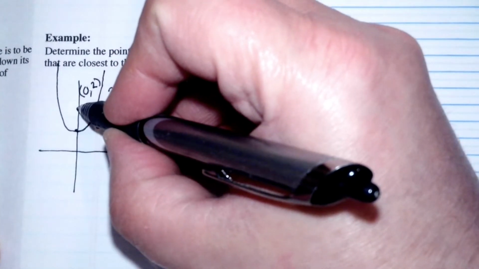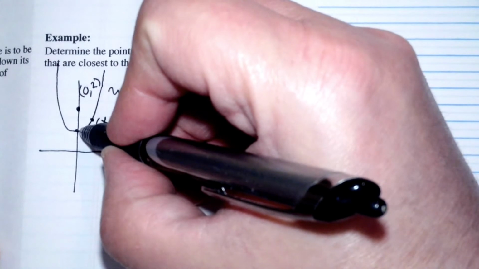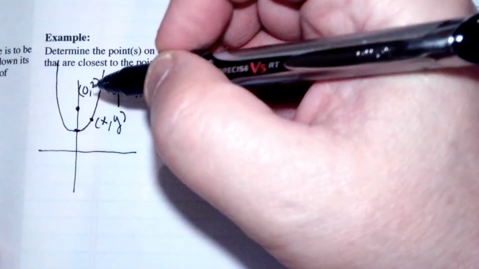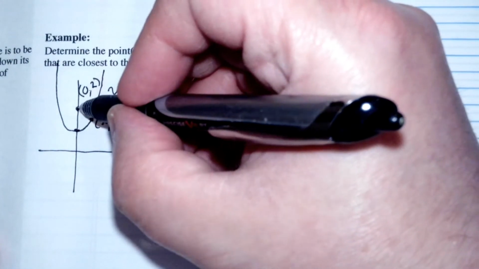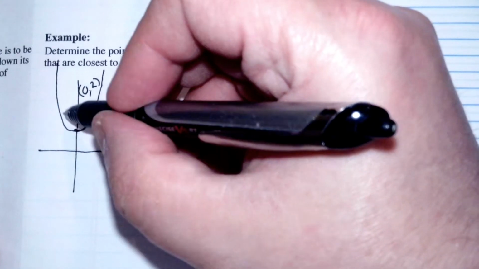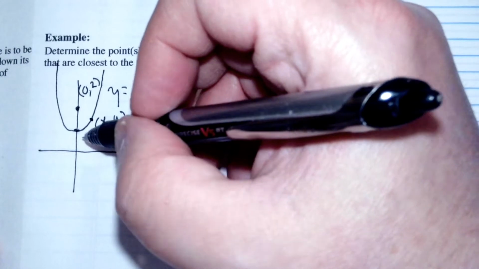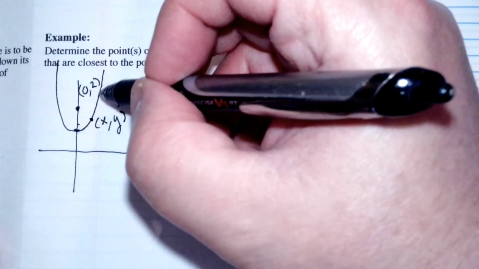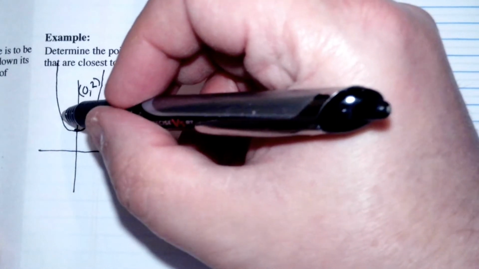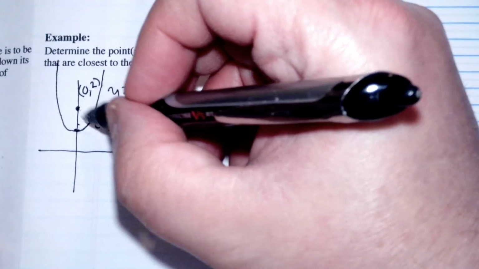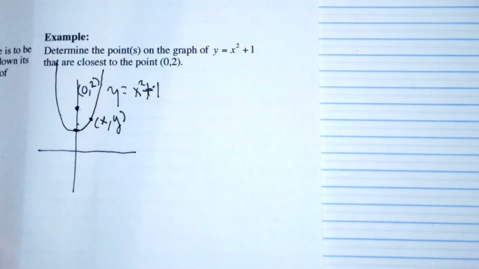Now it could be that the nearest point is this one down here at (0, 1), in which case you would have a single point. But if this is not the closest point, then the closest point is going to be off the y-axis, and by symmetry there will be two of them. So let's see what happens.